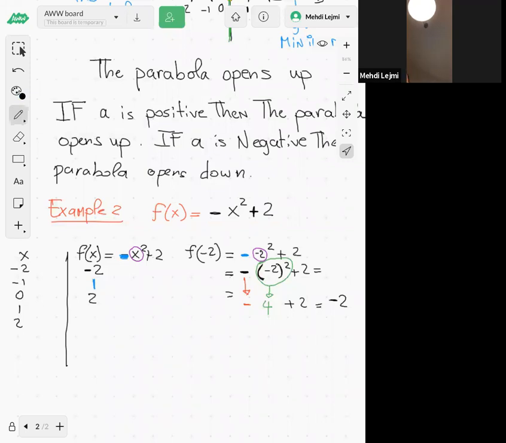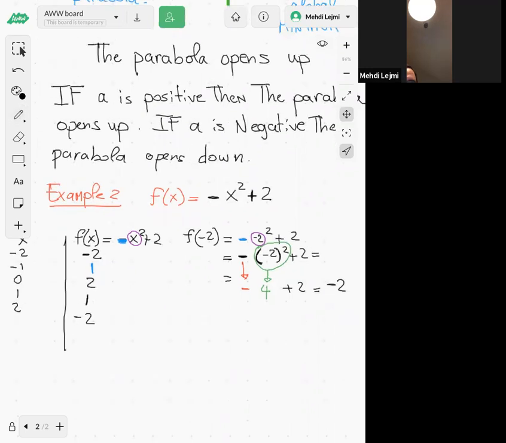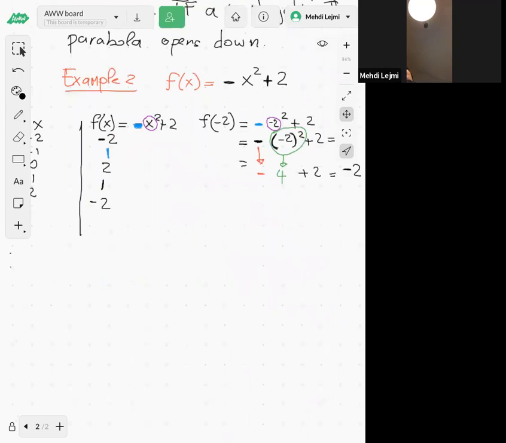For 1, it's the same thing as -1. So it's going to be +1. And f of 2, 2 squared, that's 4, minus 4 + 2, that would be -2. Anyway, so for the graph now, let me just graph this f of x.